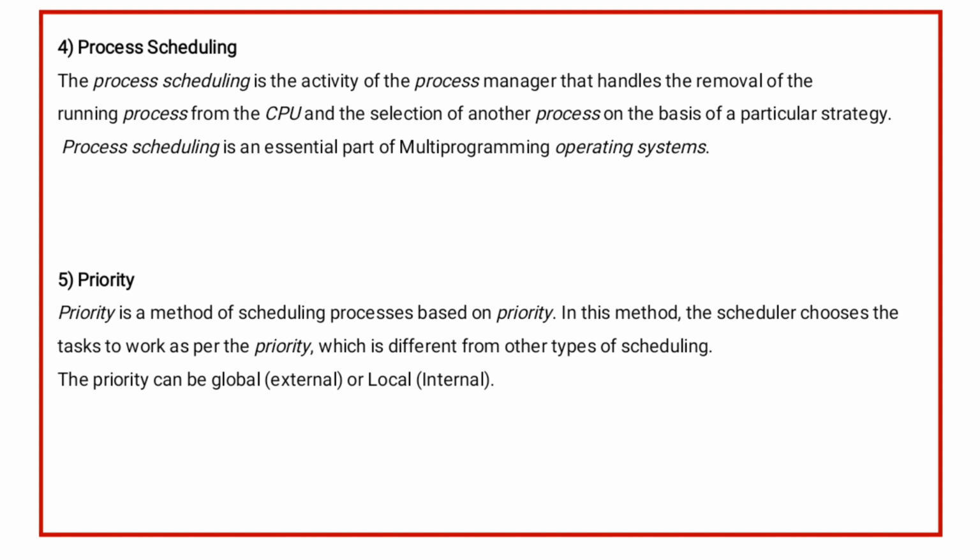The next is priority. Priority is a method of scheduling processes based on priority. In this method, the scheduler chooses the tasks to work on as per priority, which is different from other types of scheduling. The priority can be global, that is external, or local, that is internal. The external priority is specified by the user externally at the time of initiating a process. During execution, it can be changed. If the user does not specify priority, then a default priority is assigned.